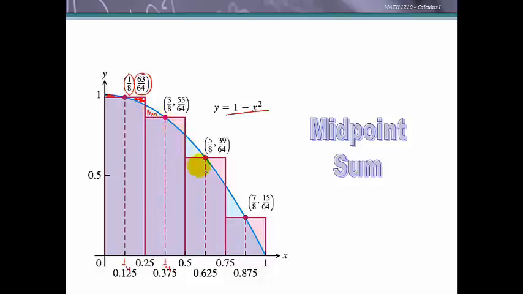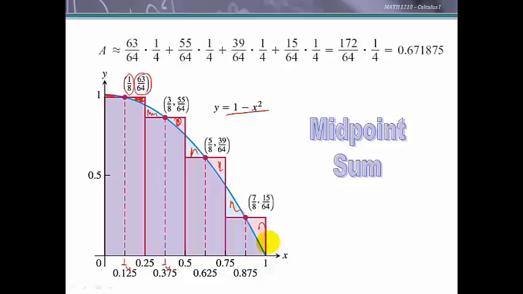So you can see here we would be under by this but over by that, and under by this but over by that. In this particular case, with what this curve is doing, this is going to be more accurate. So as we compute those values, we would have 0.671875, which is a value between what we got when we did the left-hand sum and what we got when we did the right-hand sum.